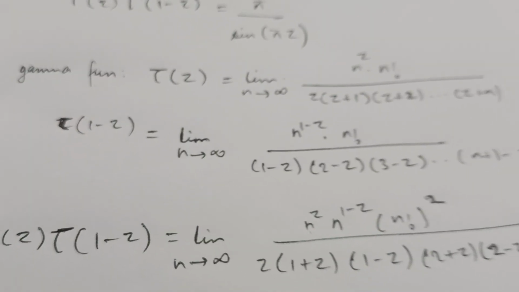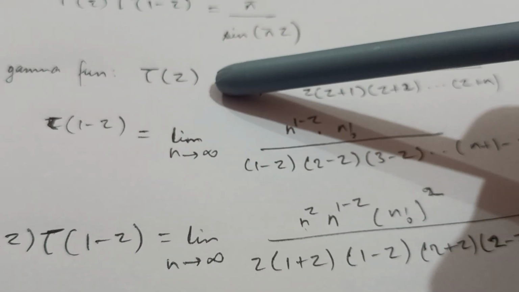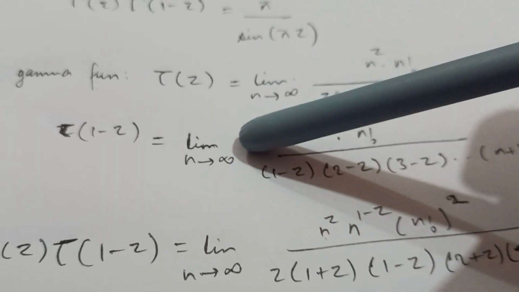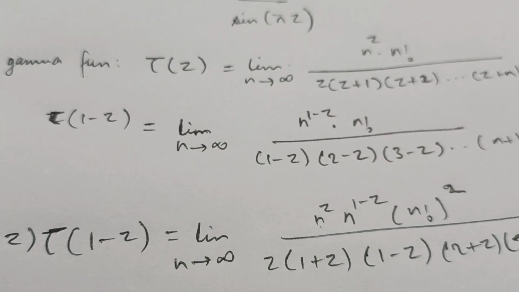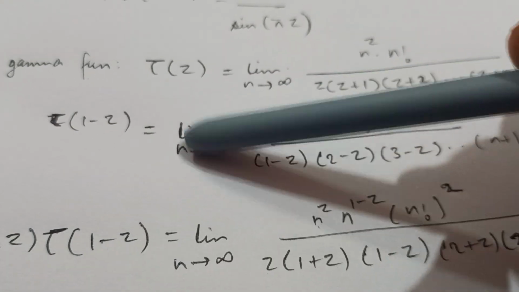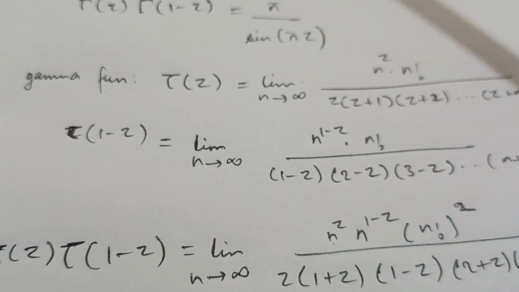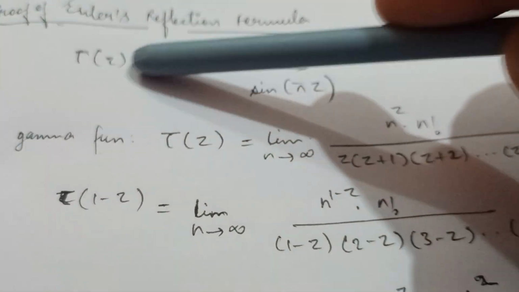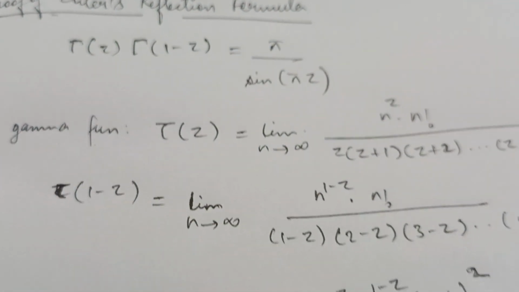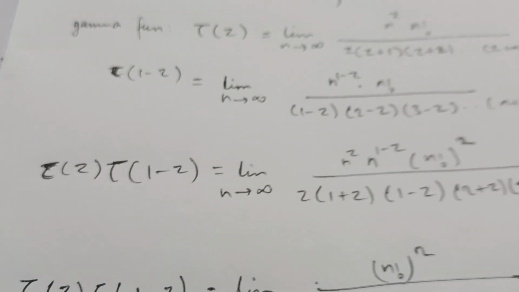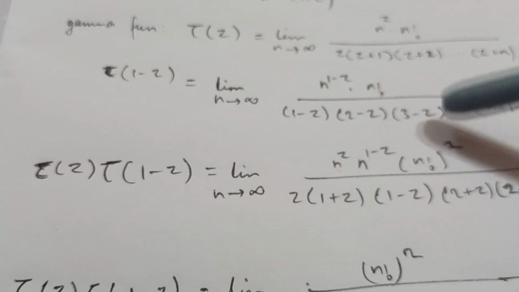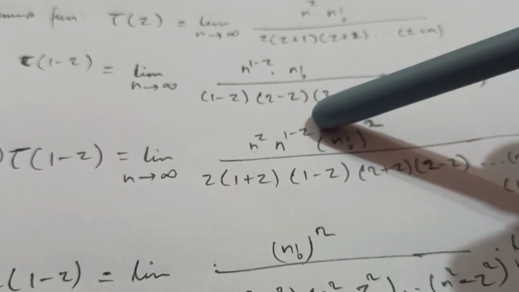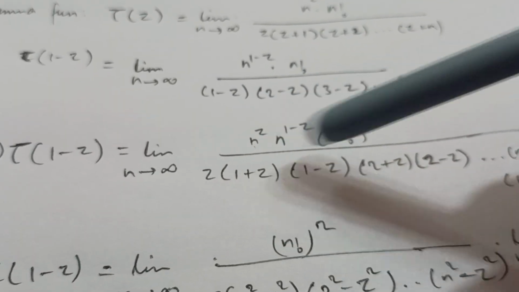Now just substitute z by 1 minus z, and you will get the limit as n approaches infinity. Just put 1 minus z in the place of z, so you will get this. And now multiply these two, gamma z into gamma 1 minus z, because this is what we want to prove. So I'm going to multiply these two equations. On the LHS we will have gamma z into gamma 1 minus z, and on the RHS, multiplying this, we will get a square of n factorial and n to the power z into n to the power 1 minus z.